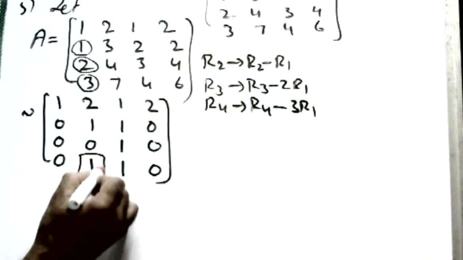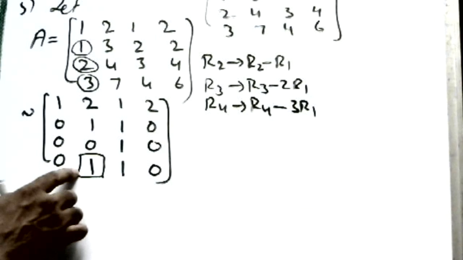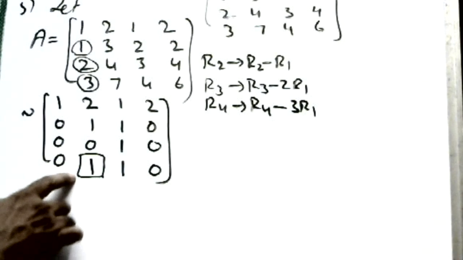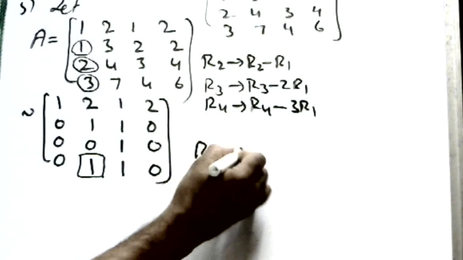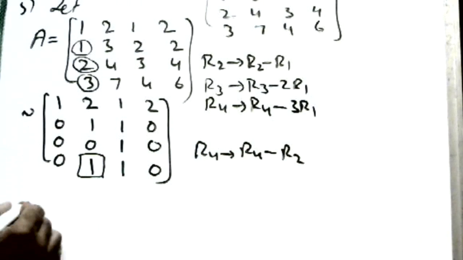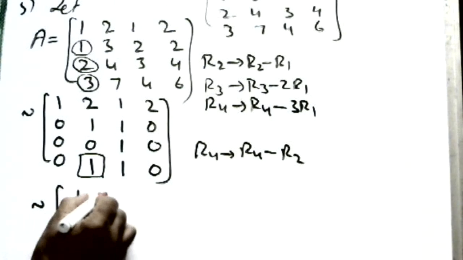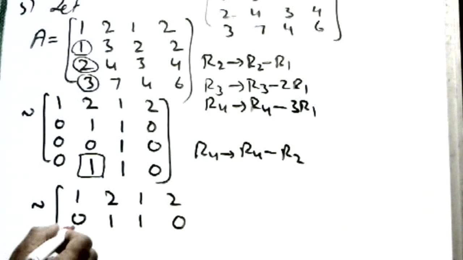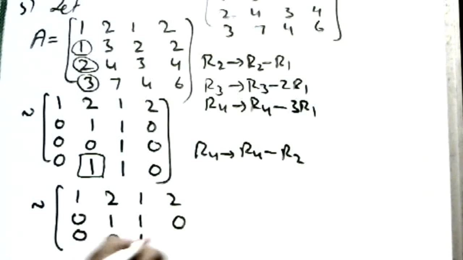No, this is already 0. Now we have to make this one 0. To make this 0 is very easy. R4 implies R4 minus R2. So let me see here. This is 1 2 1 2, 0 1 1 0, 0 0 1 0.